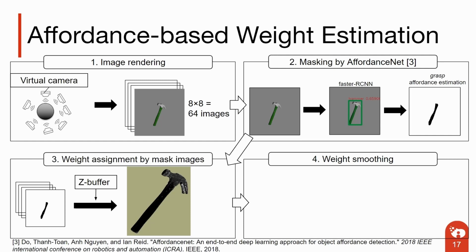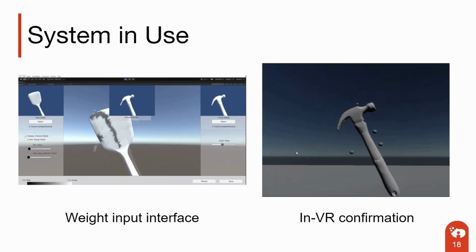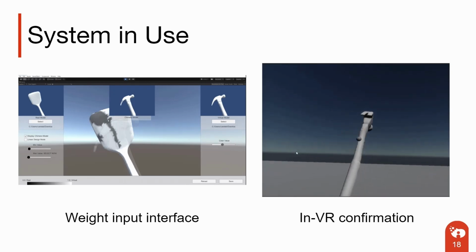Next, we assign the color to the corresponding vertices by using the depth buffer we used for rendering the images. Finally, we apply a smoothing filter by considering the mesh distance and normalize the color so that it ranges between 0 and 1. Here, we show the chimera object creation system in use.